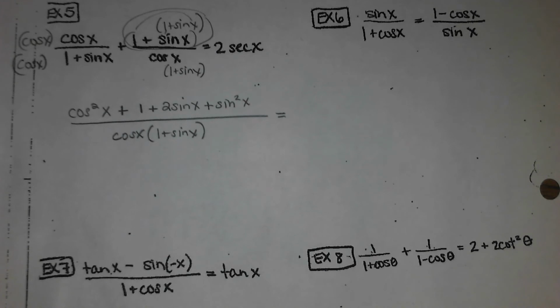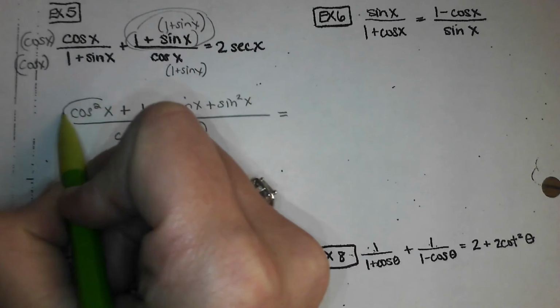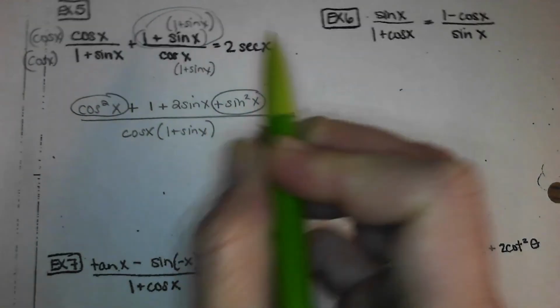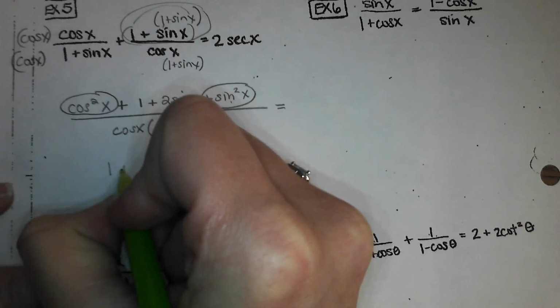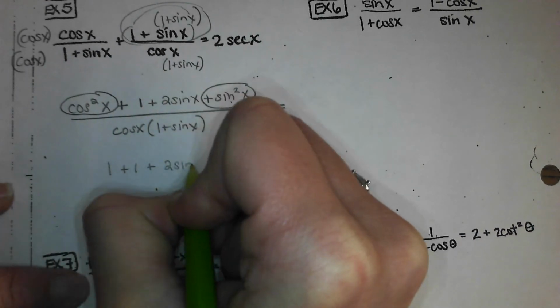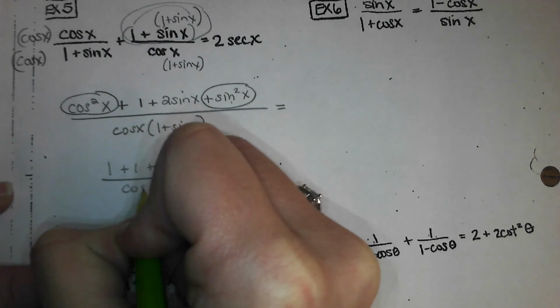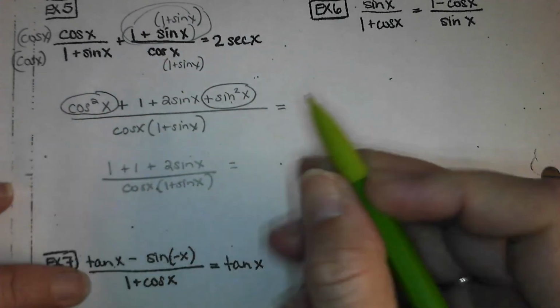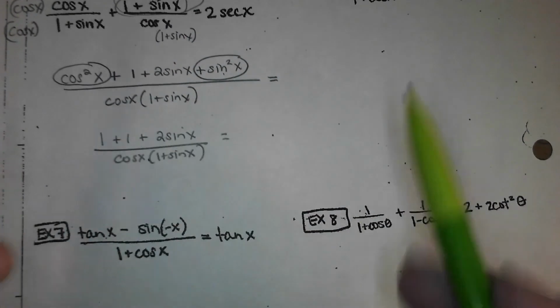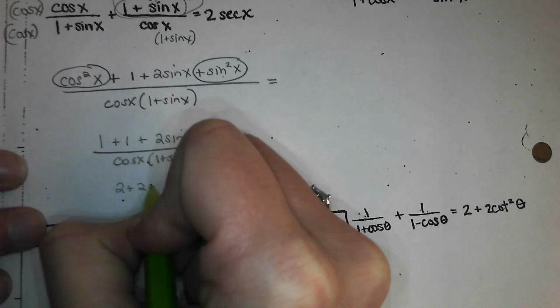Say that one more time. Okay, so yes, this identity tells us that that plus that is 1. So we'll have 1 plus 2 sine x. And I think the most obvious transition there is just to combine like terms. So 2 plus 2 sine x.